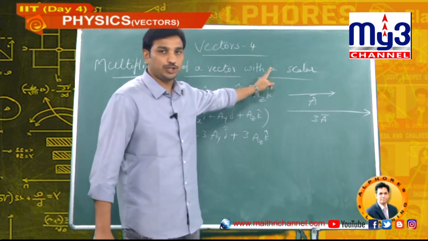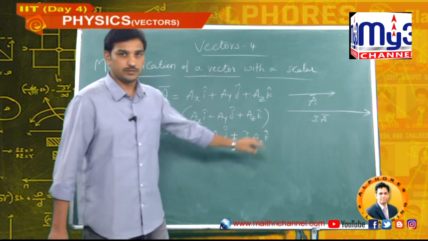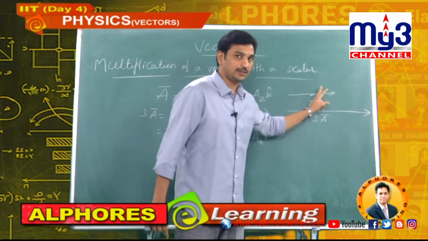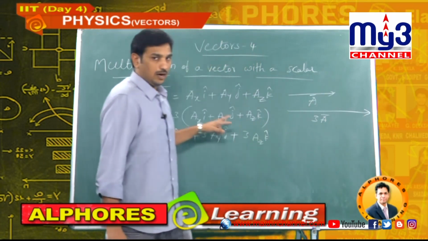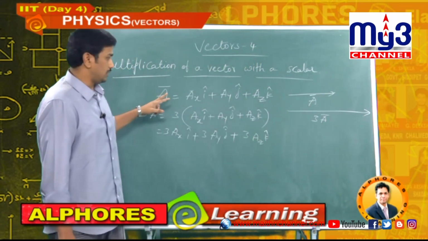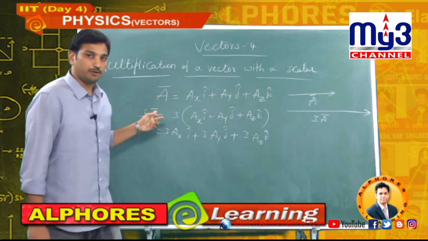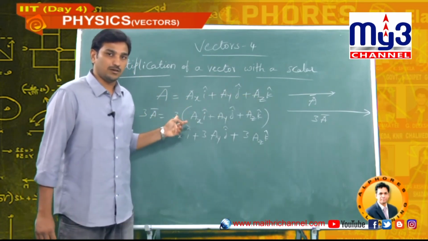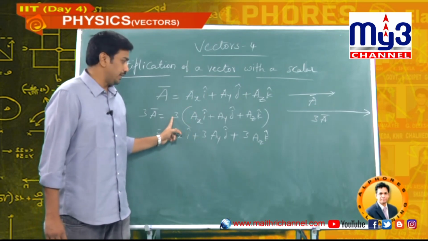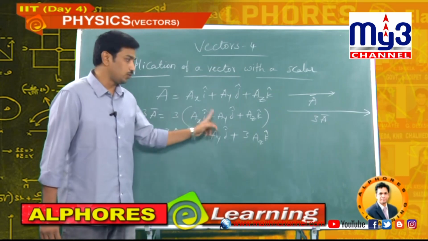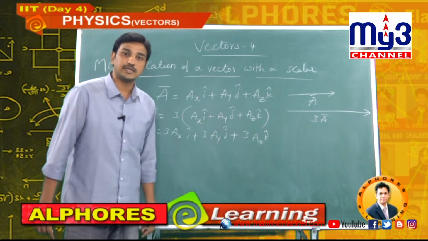Multiplication of a vector with a scalar: due to that, the direction won't change, only the length of the vector will change. I have already given one example, a bar is equal to ax i cap plus ay j cap plus az k cap. If you multiply the vector with a scalar, here I did 3 into vector a bar: 3 into ax i cap, 3 into ay j cap, 3 into az k cap.